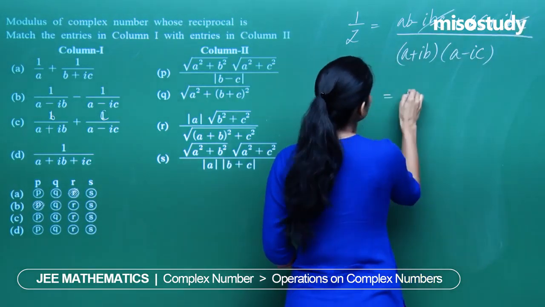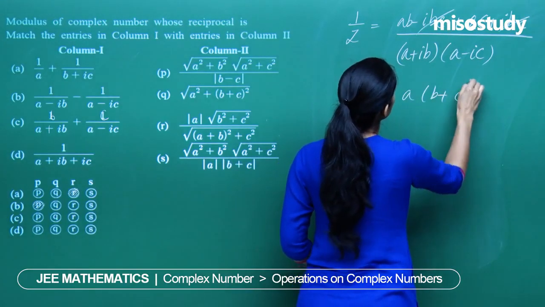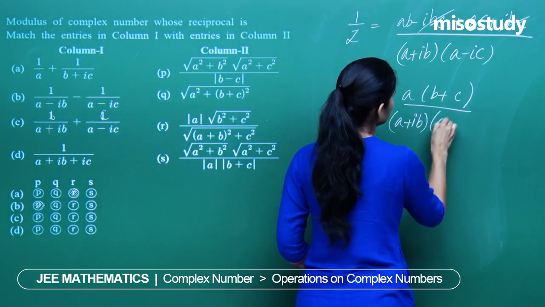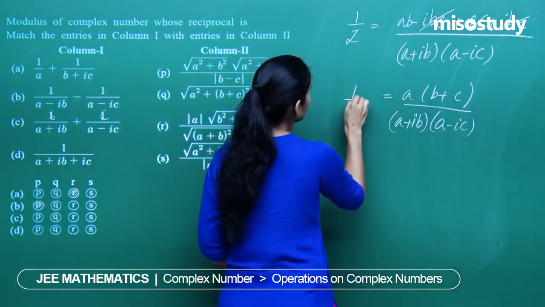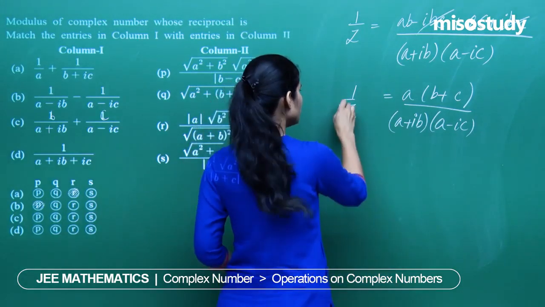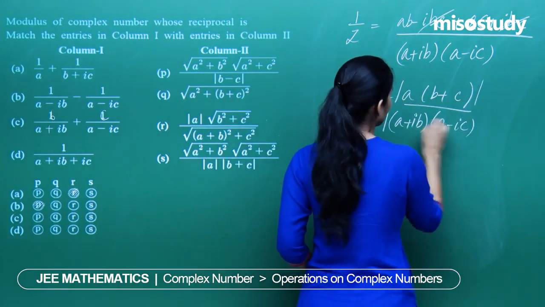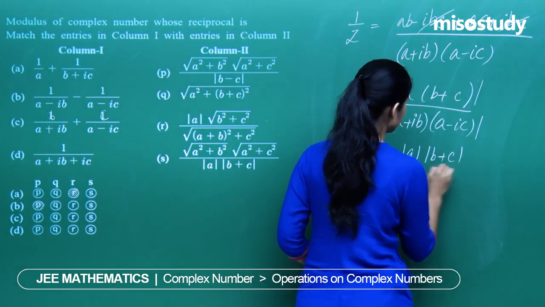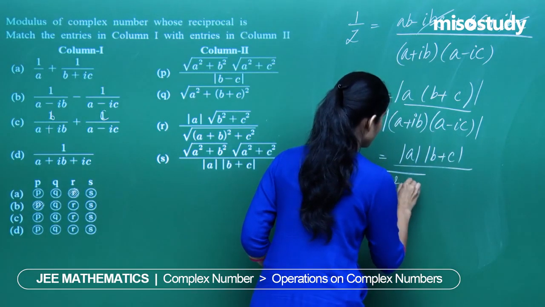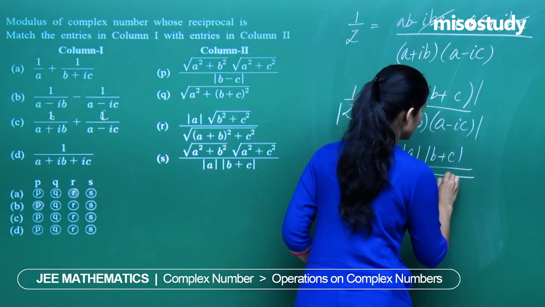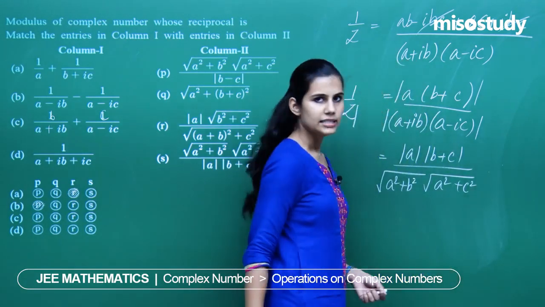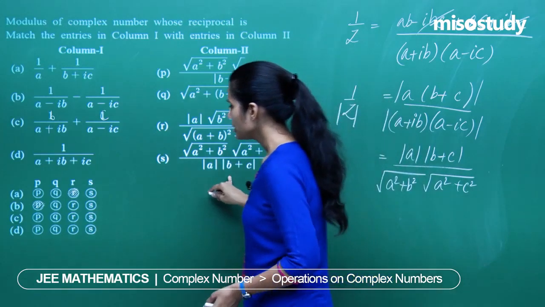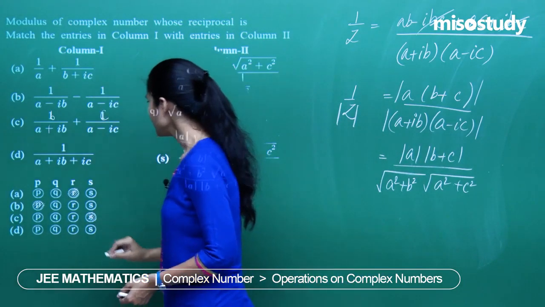This gets cancelled, you are left with a times b plus c upon a plus iota b into a minus iota c. This is 1 by z. So the magnitude will be magnitude of this upon magnitude of this, which will be what? Magnitude of a, magnitude of b plus c upon under root a square plus b square into under root a square plus c square. So if you see, S happens to be the correct option for this, so C gets matched to basically S.